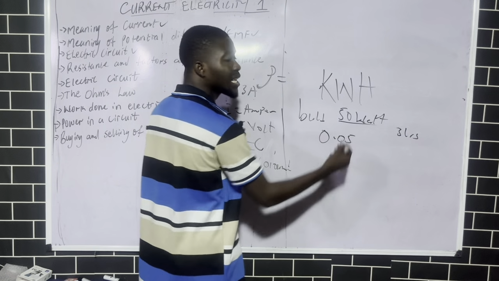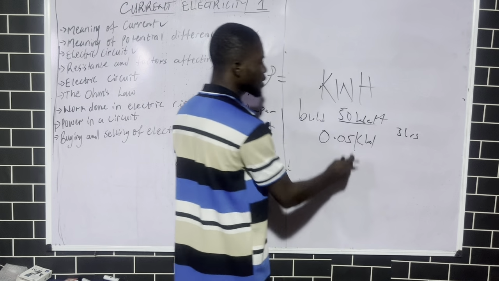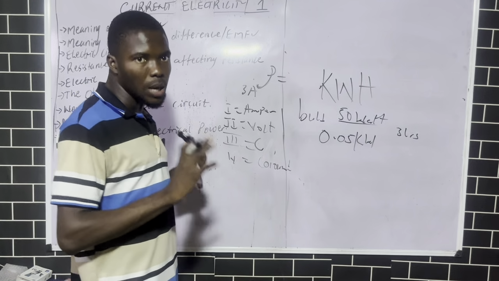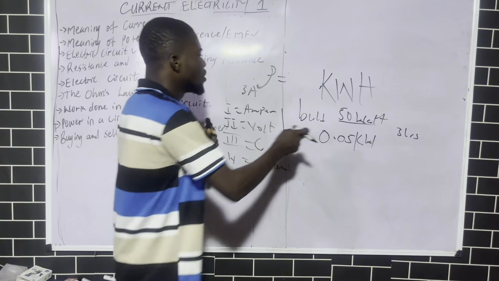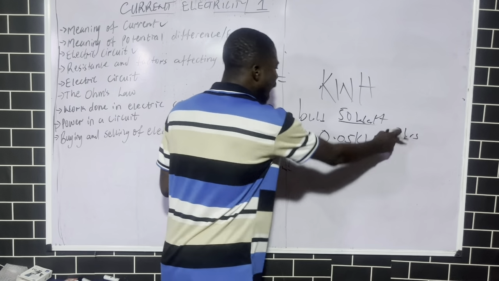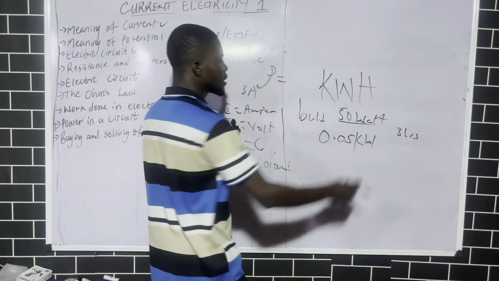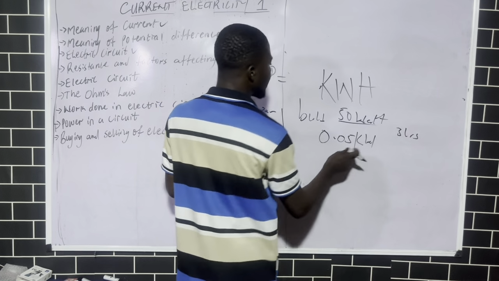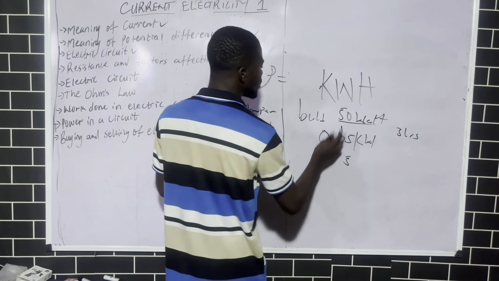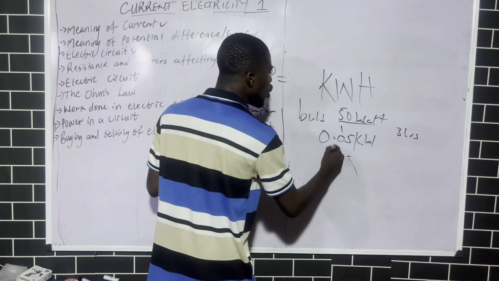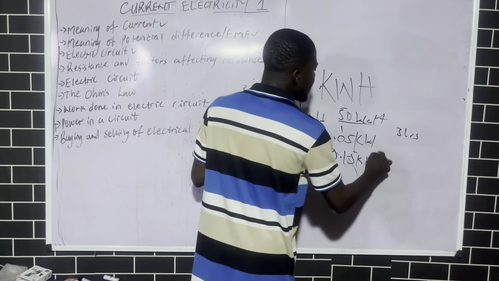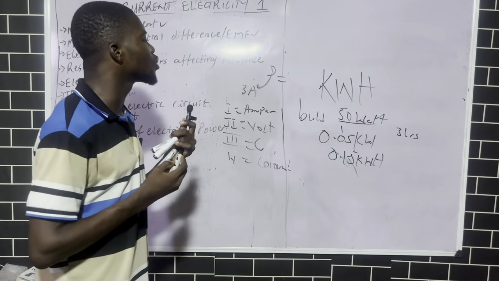So it means your bulb in kilowatt is 0.05 kilowatts, right? Now that they've gotten the power your bulb is using, they ask, how many hours did you use it? 3 hours. 0.05 kilowatt times 3. This will give you 0.15 kilowatt hour. It means the amount of energy you have used is 0.15 kilowatt hour.